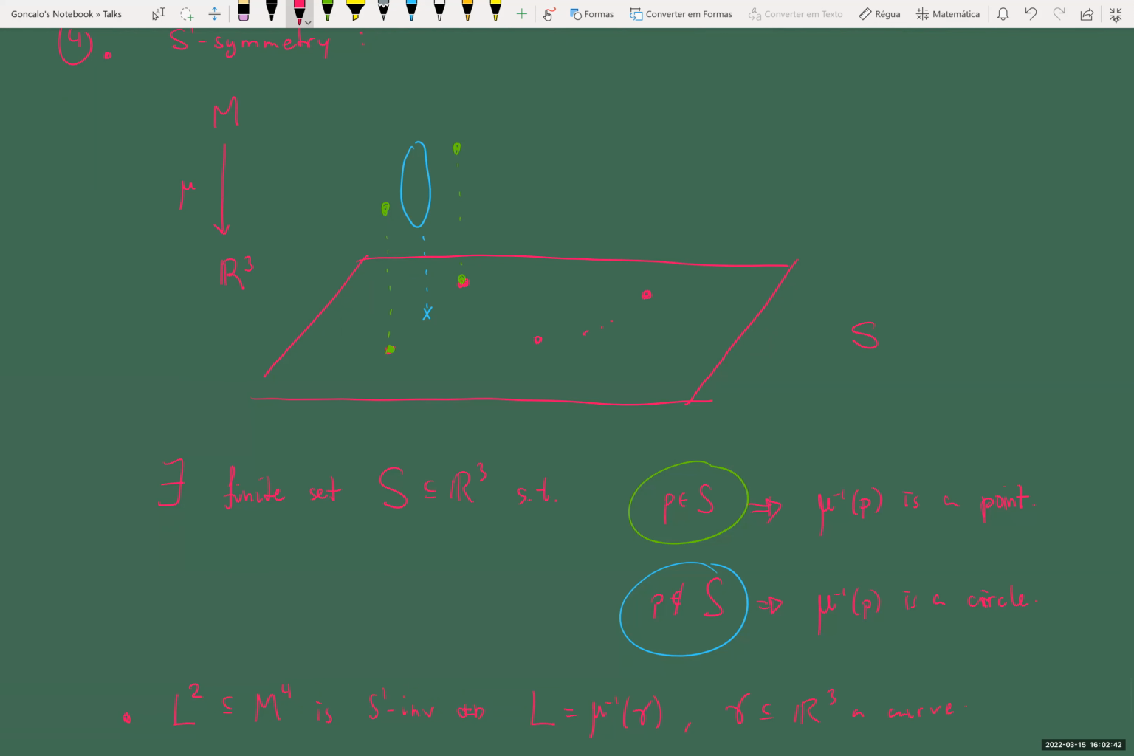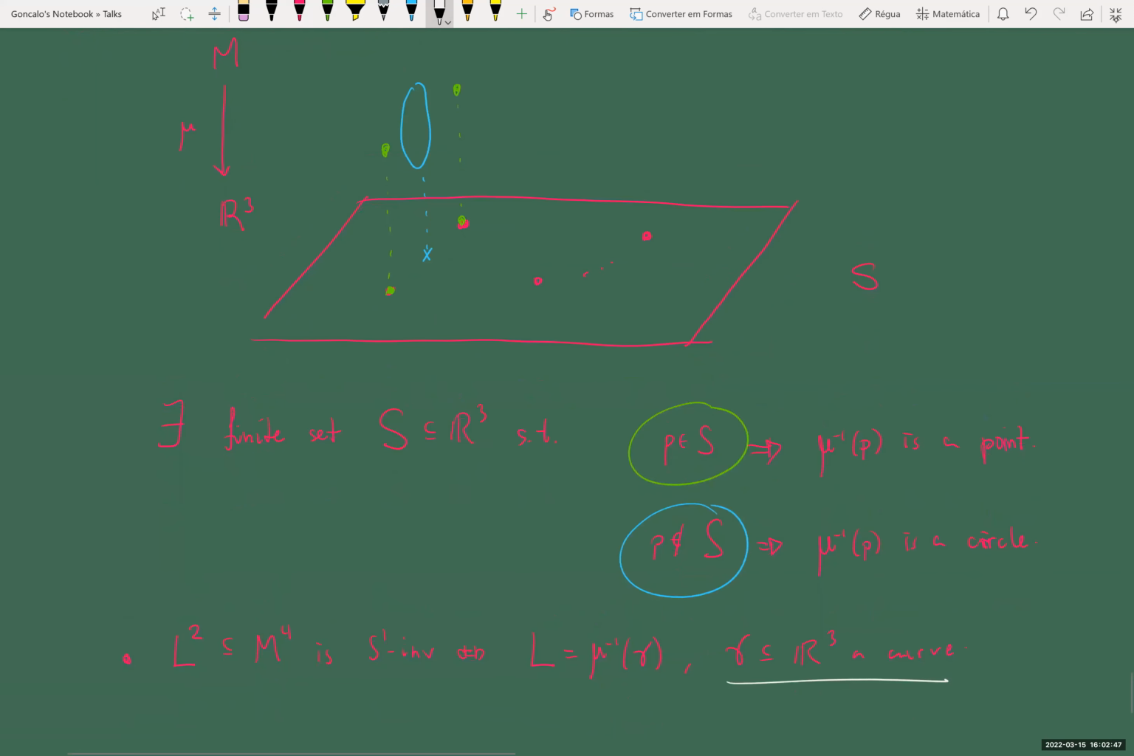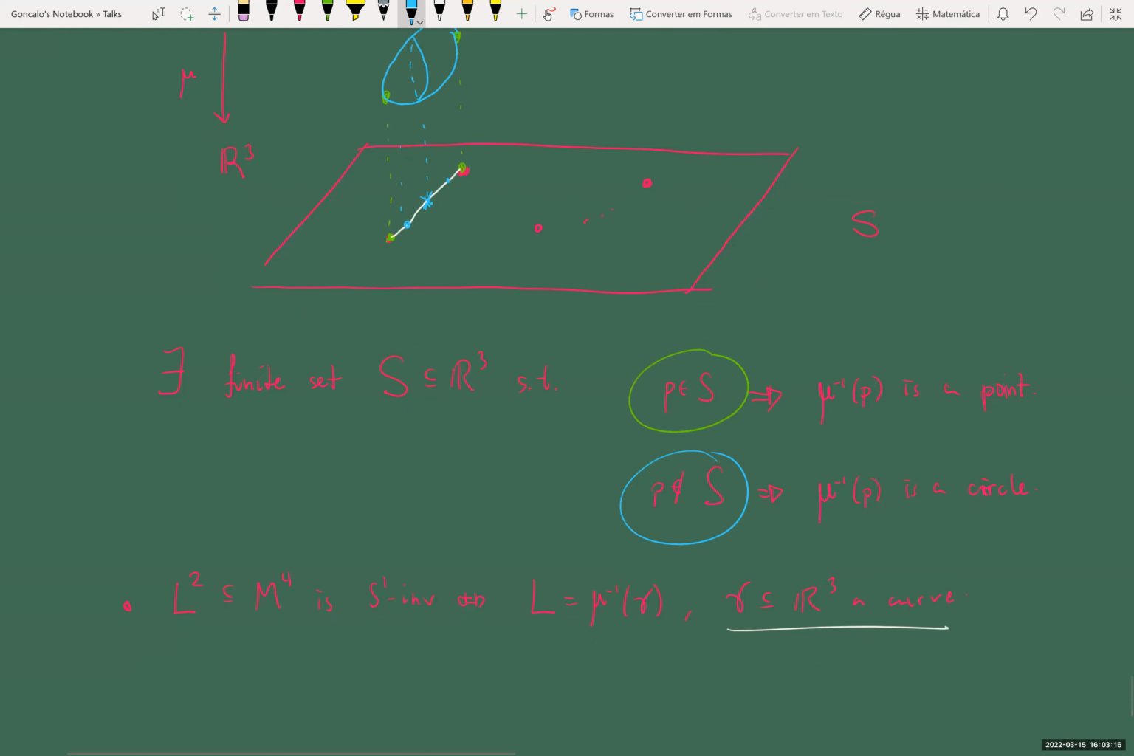For example, you can pick as a curve some line connecting 2 of these points. Then above each point of this line, you have a circle, right? You have it here, and here, and here. But these circles collapse at the endpoints. And so the preimage in this case would be a two-sphere. Let me draw it nicer. You have a family of circles that at the end collapse to a point, and that's a sphere.